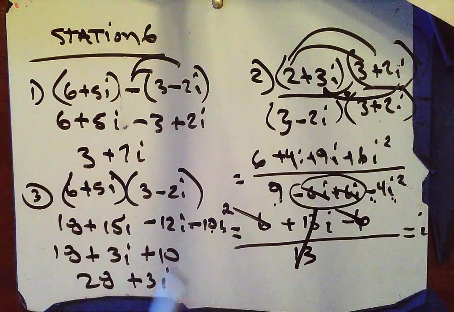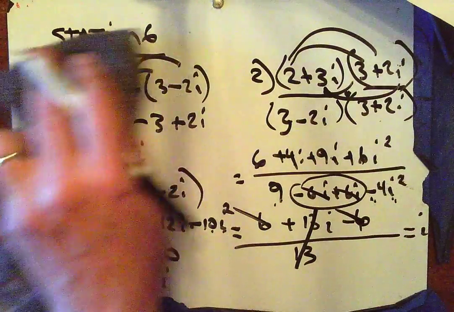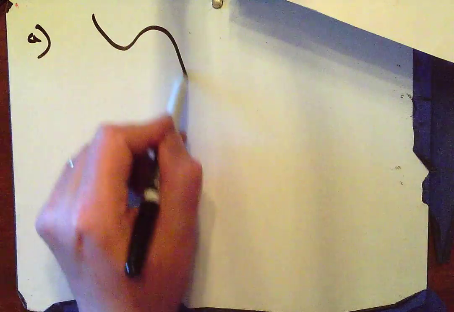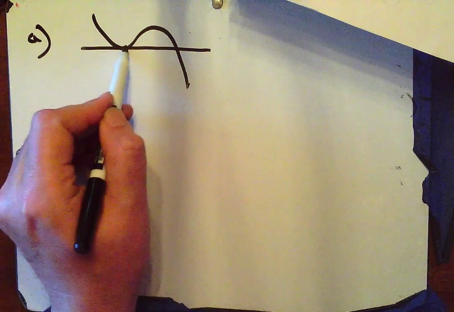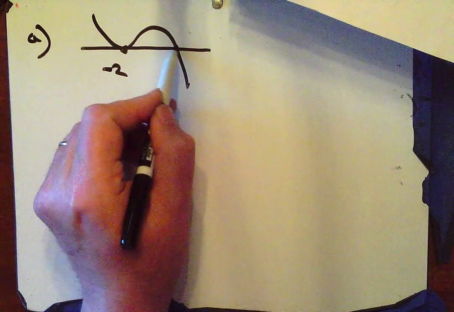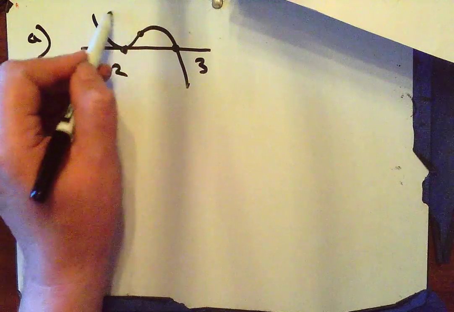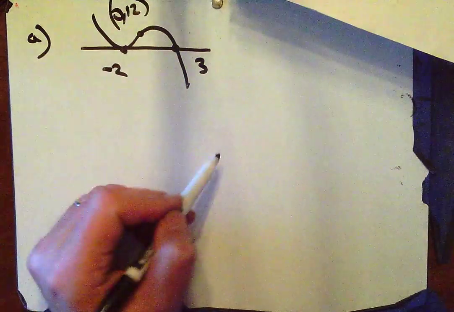Station 7. Ooh, 4 problems, and they're write the equation of the graph. That's very interesting. 2 quadratics and 2 higher degree polynomials. So for A, I see this kind of thing happening. This point is given as -2, this one is 3, and 0, 12.